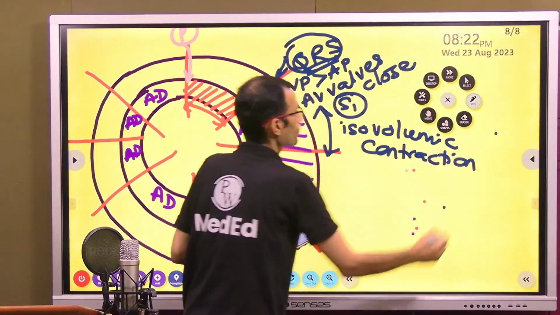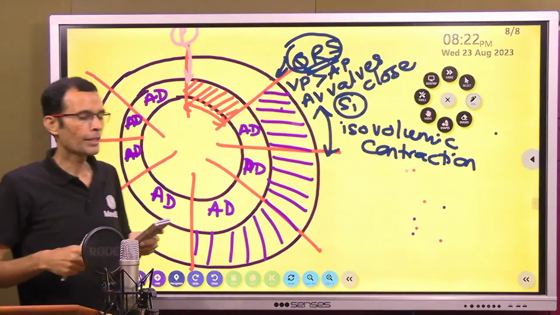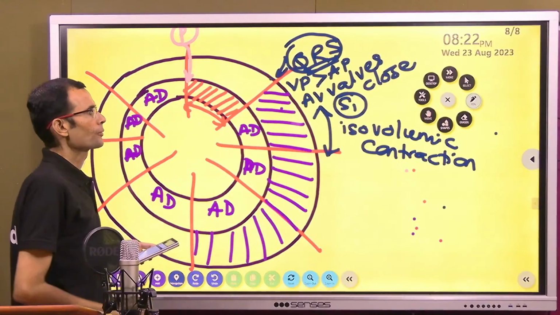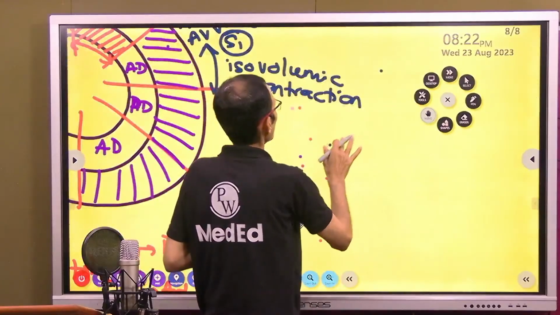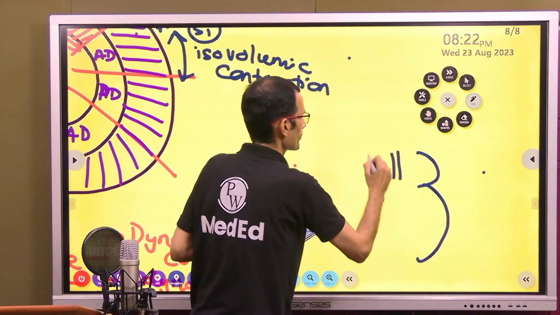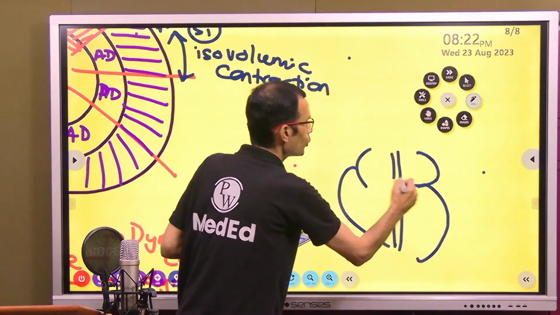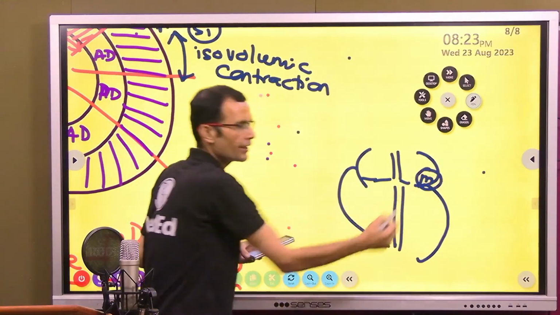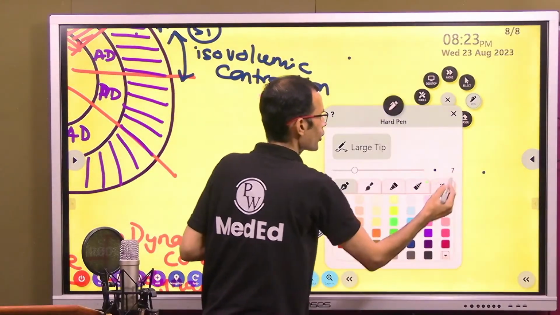Isovolumic. Now I want to add some clinical punch over here. So those who are listening can listen to this part. Clinical punch. Now look at this phase, isovolumic contraction, and let's talk about the left ventricular phase. We said that AV valves close. So let's talk about the left ventricle. Mitral valve closes, but aortic valve is yet to open. Aortic valve has not yet opened.